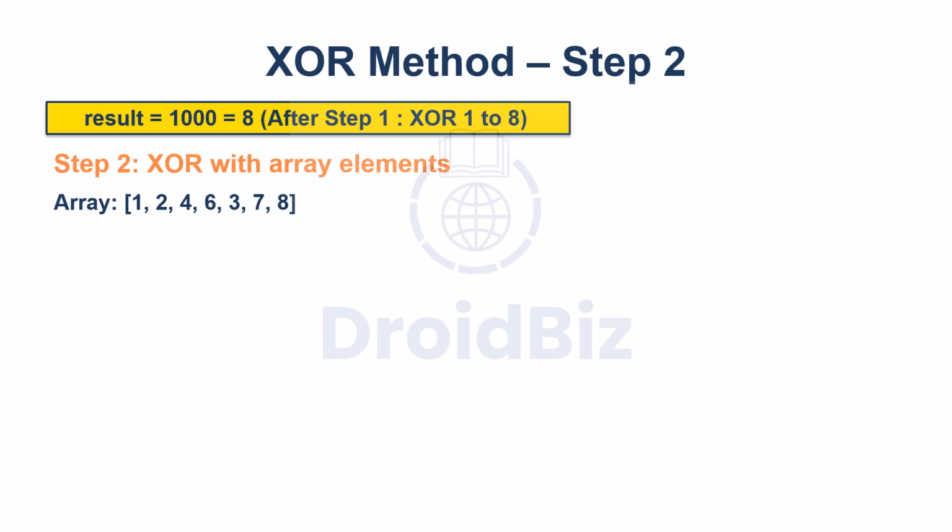Now, let's continue with step 2. From the previous step, our result is 1000 in binary, which equals 8 in decimal, shown in the yellow box. Now we XOR this result with each element in our array. The array contains 1, 2, 4, 6, 3, 7, and 8. Let's go through each operation carefully.